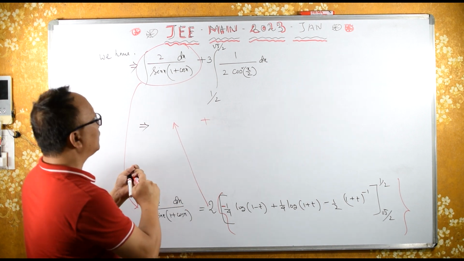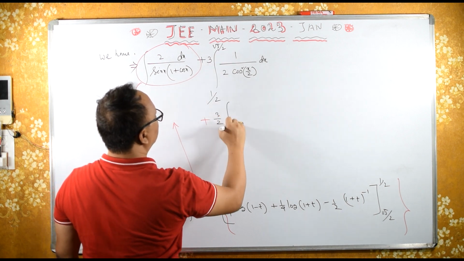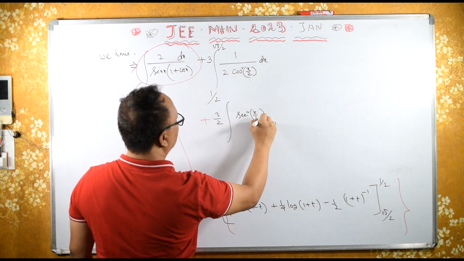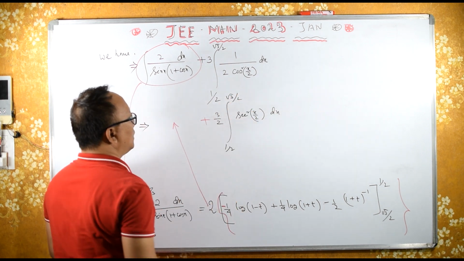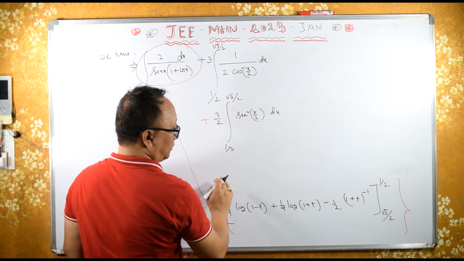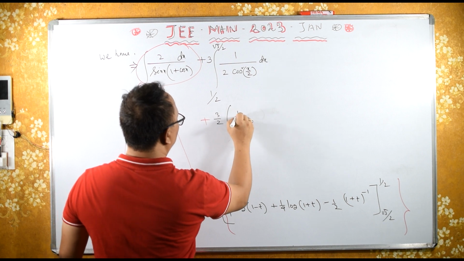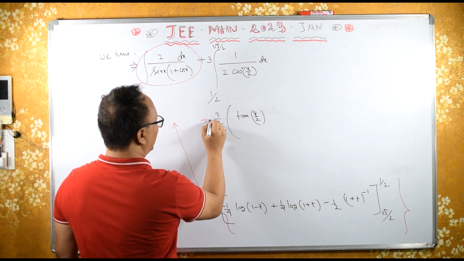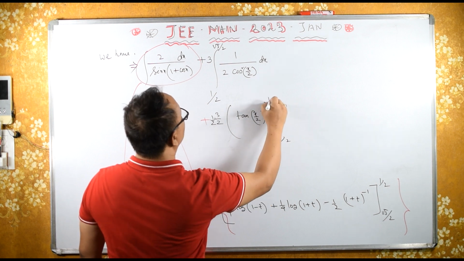So plus, now what is this? This part is remaining. Therefore 3 by 2 I am taking outside. Integral 1 by cos is what? Sec square x by 2 dx. Here limit is half to root 3 by 2. Now what is integration of sec square? Tan. So therefore this integration becomes tan of x by 2 into, d by dx of x by 2 is what? We'll get half, into half. Limit is from half to root 3 by 2.